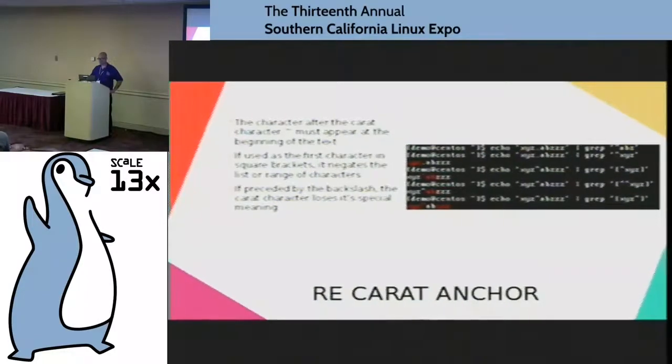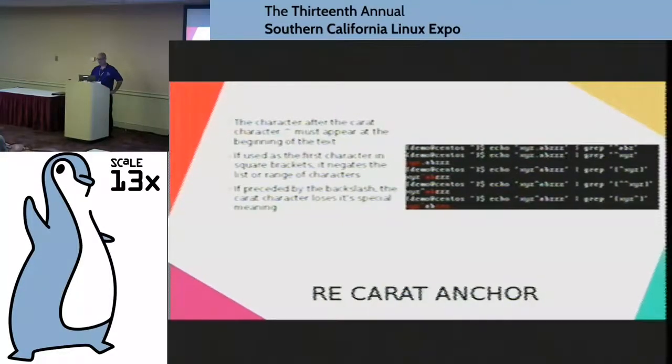So in the first example, we see the string xyz dot abzzz, and then trying to match that with grep, caret abz, it doesn't find abz because it's not at the beginning of the string of text. Whereas in the second example, you can see we've got that same text, grepping for caret xyz. Well, since xyz is at the beginning of the text, it finds it there.